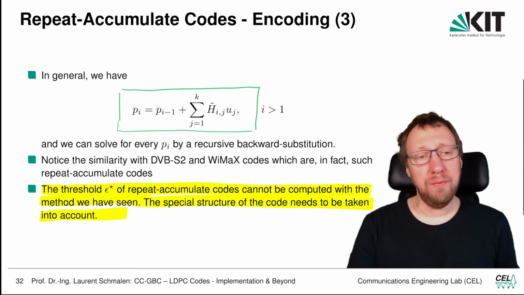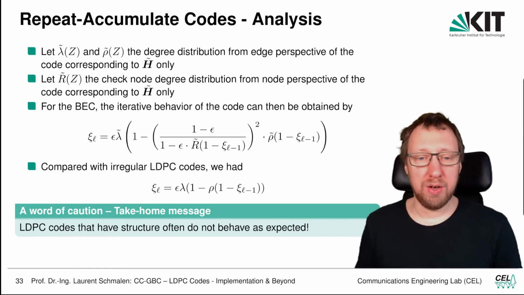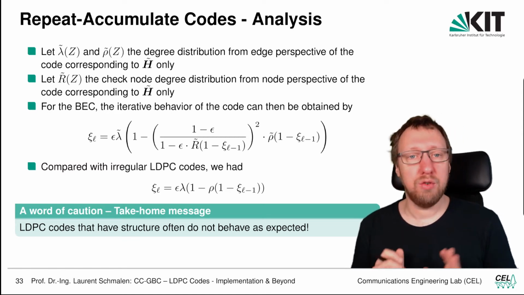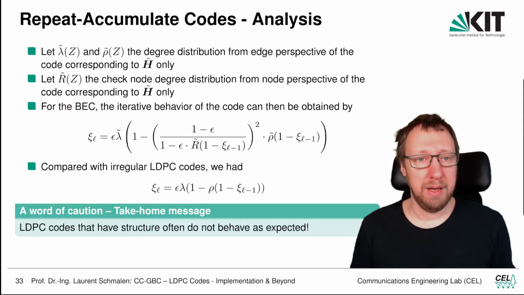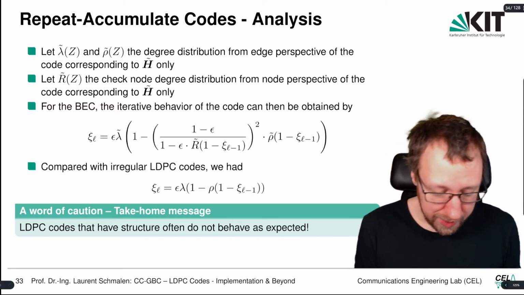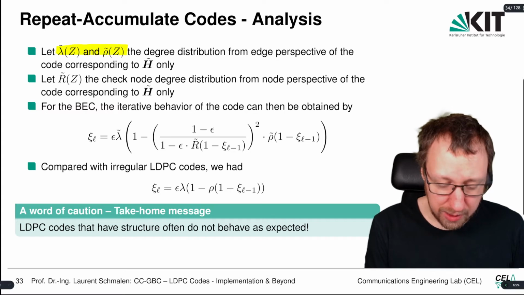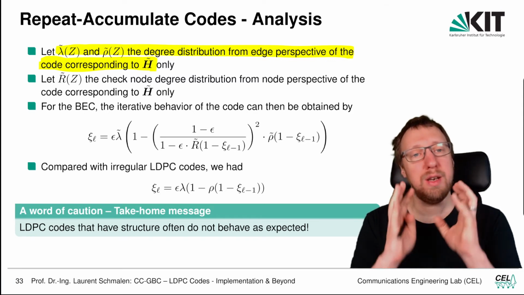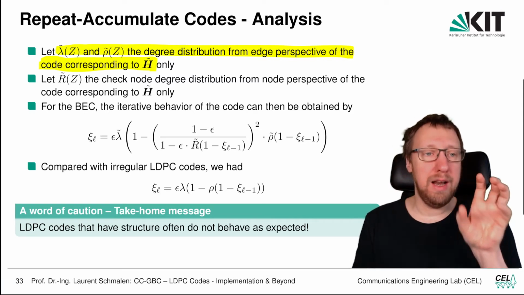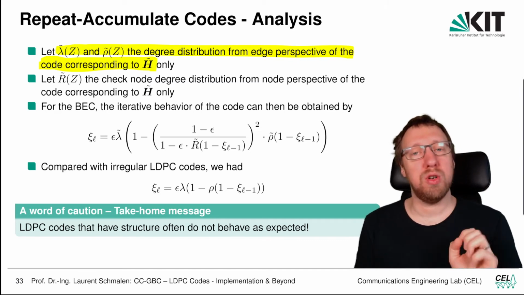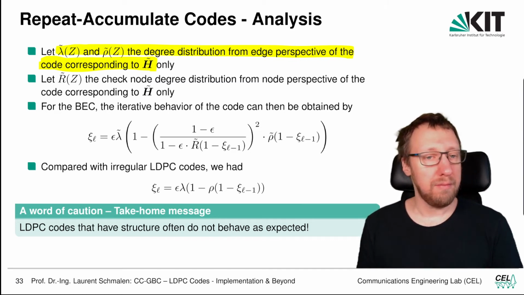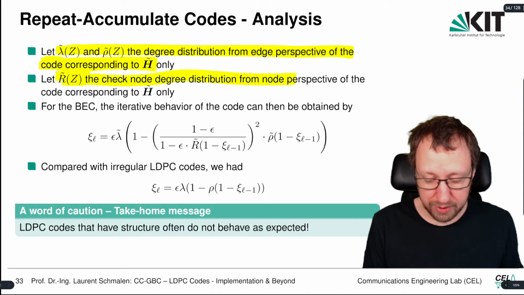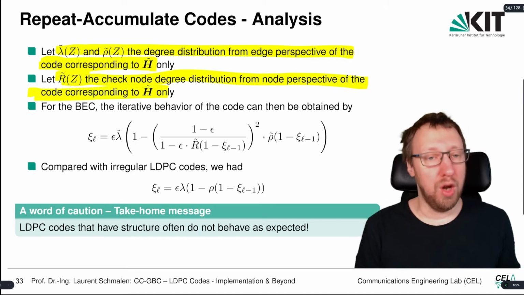And that's something we're going to do. So that's something we're going to look at next, and we're going to just stick to the binary erasure channel for the time being. So for this, we're looking at the degree distribution just of this matrix H tilde. So assume that we have this matrix H tilde defining a code, and lambda tilde and rho tilde are the degree distribution of this matrix H tilde. Then R tilde is the check node degree distribution from node perspective.